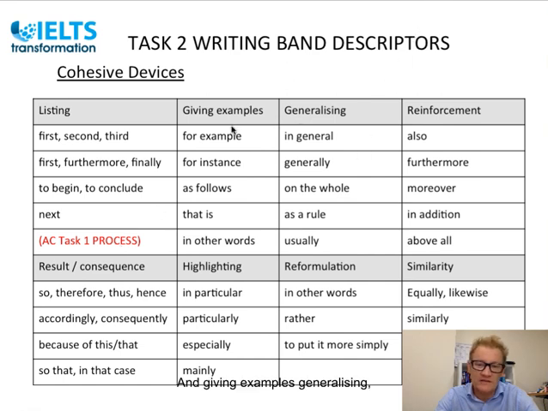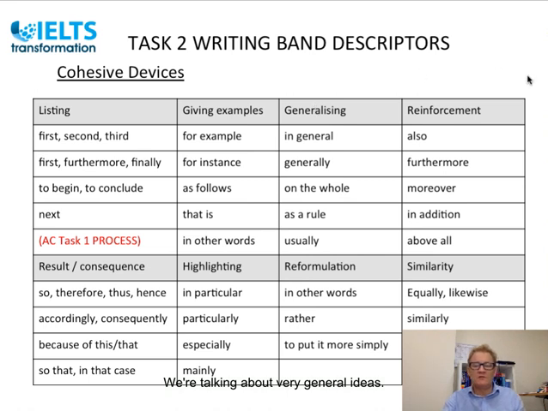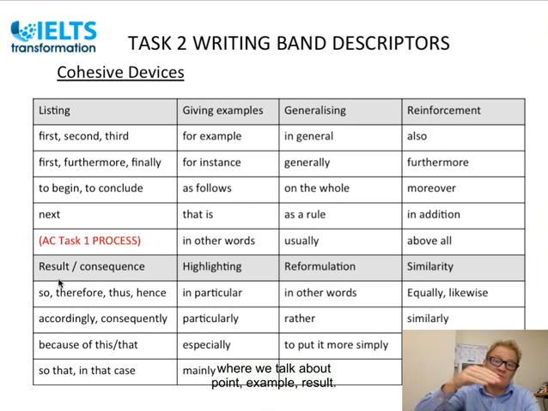And giving examples, generalizing. Generalizing is very important because in the essay we're not talking specifically, we're talking about very general ideas. You can use them to reinforce or for addition, results and consequence, highlighting. So it means giving more information about something, which is important for your Task 2. Result is important for Task 2 as well, if you remember back to those lessons where we talk about point, example, result.